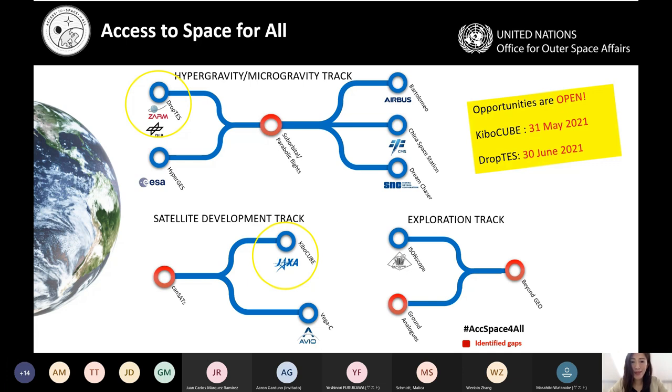These two opportunities are open now, but as you can see, we have many different opportunities under the initiative. Some of them have closed already for this year, but some of them will be open again later on in the year. So please make sure to check out our website for any new updates.